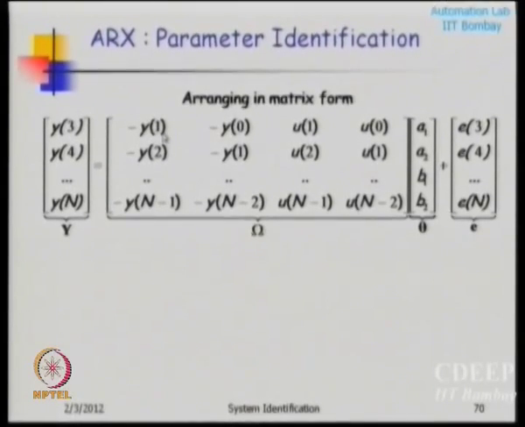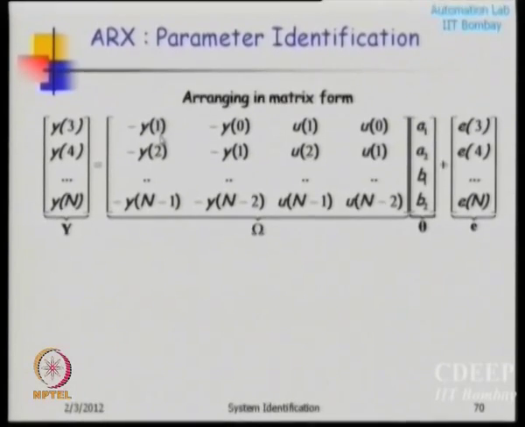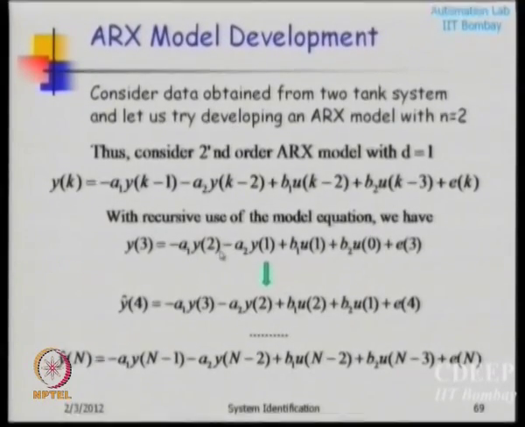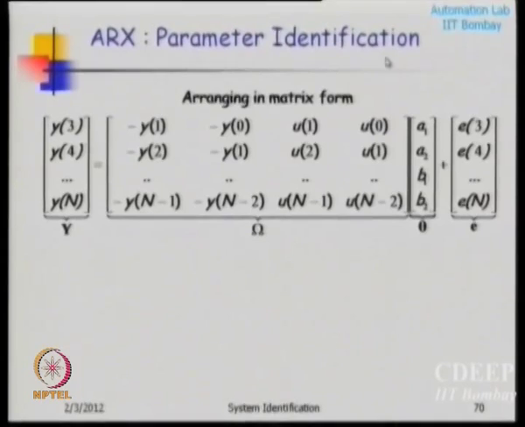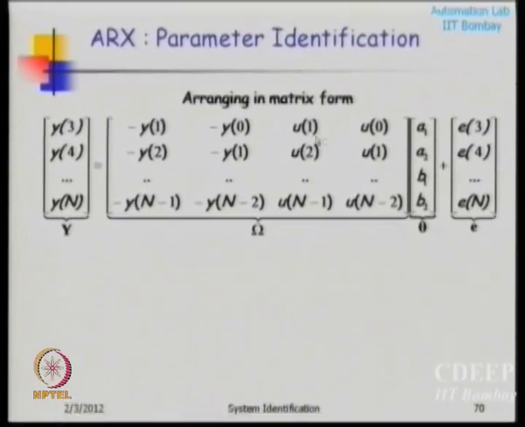The first row here will be y1, it should be y2, y1. So there is again a slight typo here. If you go back, it should be y2, y1, u1, u0. So I will correct this. Just correct it on your notes right now. It should be y2, y1.